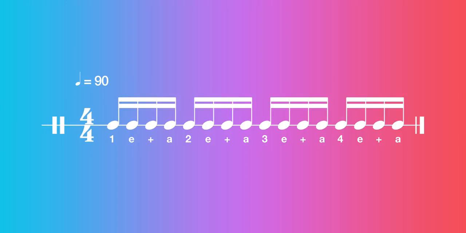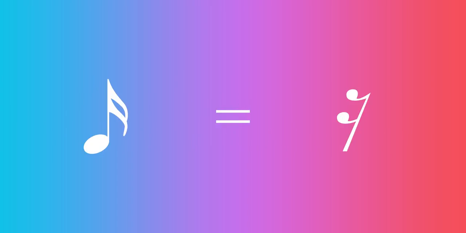1e and a 2e and a 3e and a 4e and a 1e and a 2e and a 3e and a 4e and a. Of course, with the 16th note comes a 16th note rest, which again, both hold the same equivalent value, either 1/16th of a whole note or 1/4 of a chord note.